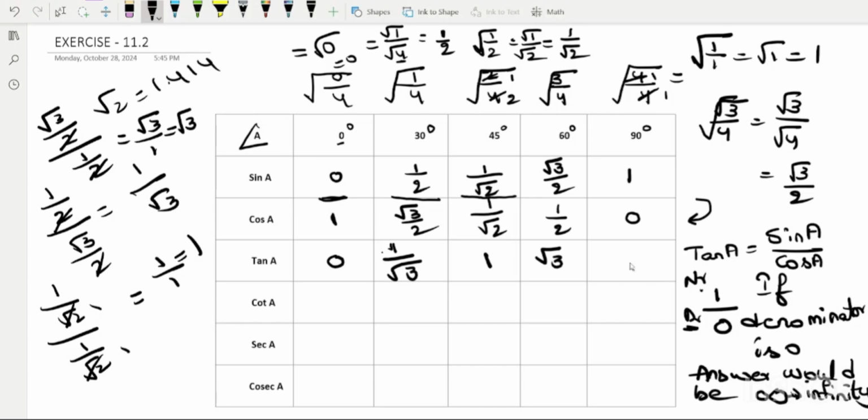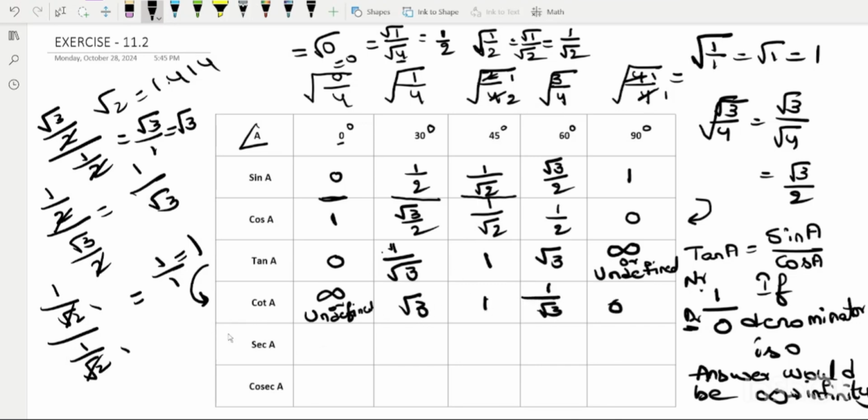Or you can say undefined value. You can use both the words, infinity or undefined. Now in the same similar way, the values are reversed in the cot A. So the last value of tan A would be the first value of cot A. So the last value is infinity, or you can use the word undefined. And the next value is root 3, and the next value is 1. The next value is 1 by root 3, and the next value is 0.